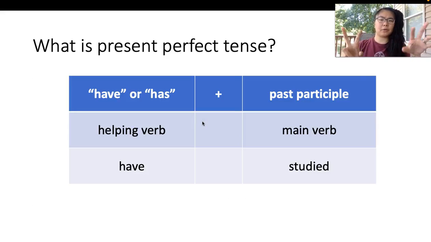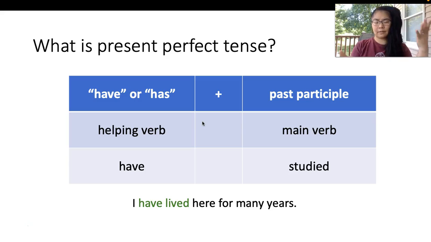And so that's what this pattern or formula looks like. You use have or has, and then the past participle of a verb. So you have helping verb, main verb: have studied, present perfect. So you can have your student read this.